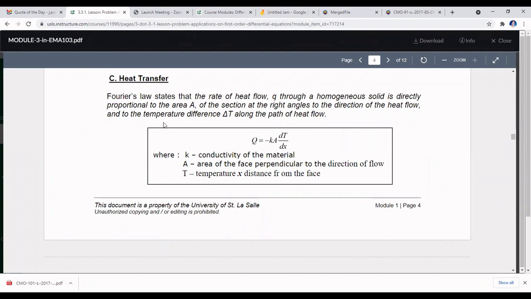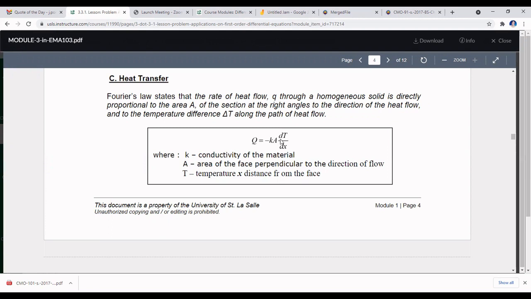And the formula also considers the temperature difference along the path of heat flow. So this is a differential equation because you see the derivative of the temperature with respect to location. This dx most of the time, class, refers to the thickness of the material. If the material is my hand, it refers to the thickness of my hand, the distance covered during heat transfer starting from this side of my hand until here. So this dx is the thickness of my hand.